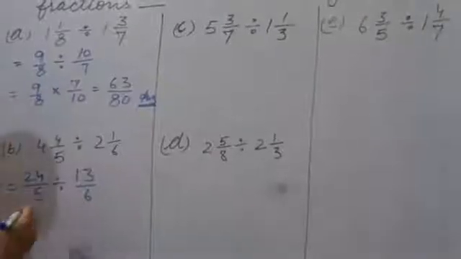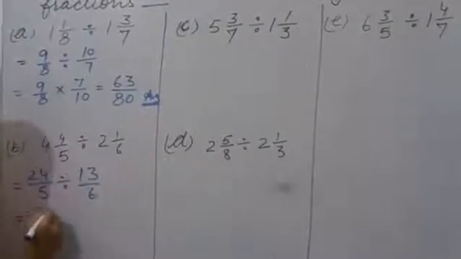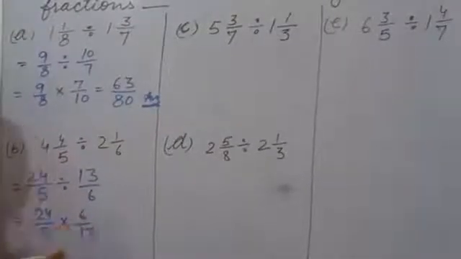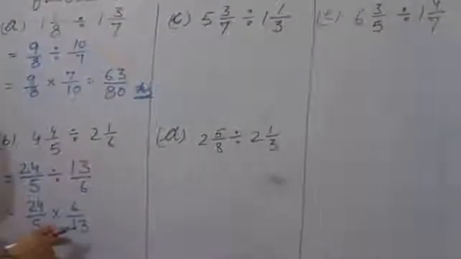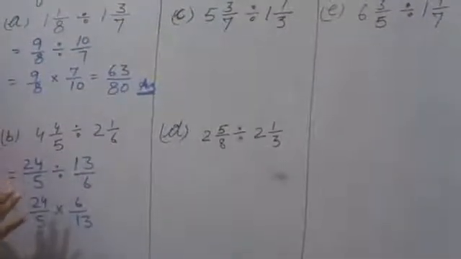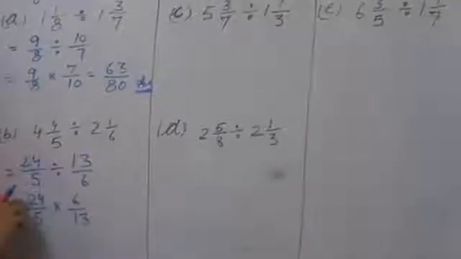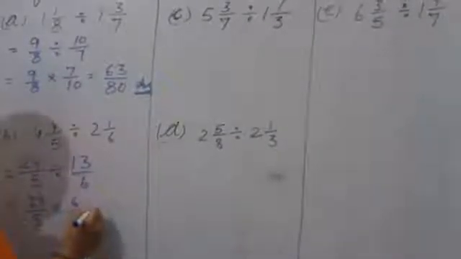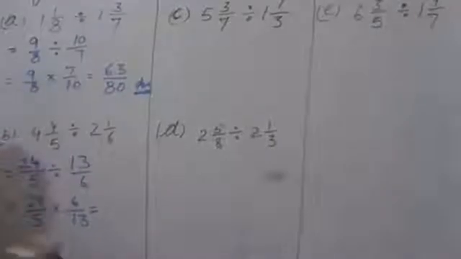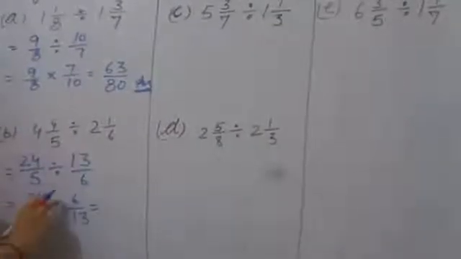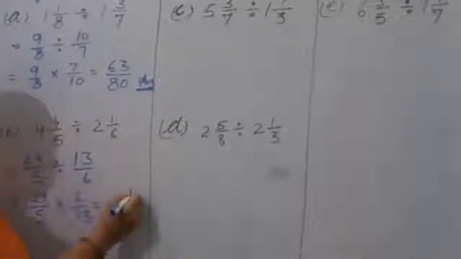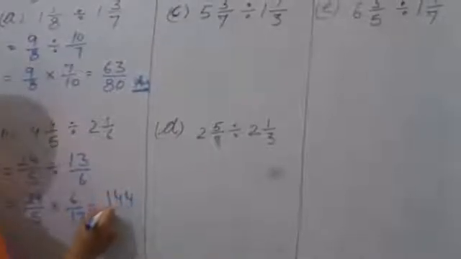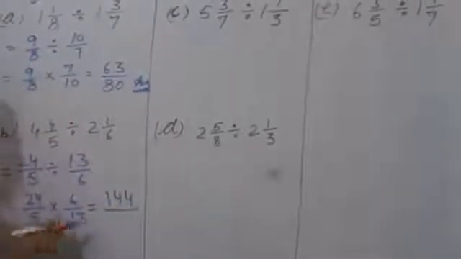Now we change divide into multiply. So 24 upon 5 multiply by 6 upon 13. Now 13 is a prime number and in the 13 table we don't have any numerator. 5 is also a prime number and in the 5 table also we don't have any numerator. That means numerator multiply by numerator and denominator multiply by denominator, because these are not cancelling. Now 24 multiply by 6. So 6 fours are 24, 2 carry, 6 twos are 12, 12 plus 2 is 14, so 144 upon 13 fives are 65.